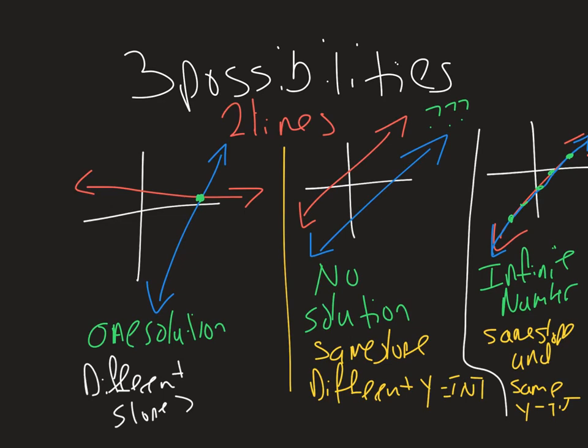So if we're looking at two lines, these are our three possibilities. Either we have one solution, and that results if we have different slopes. The y-intercept is not really a factor there. Or I could have parallel lines, which would have no solution, and that happens when I have the same slope with a different y-intercept. Or they could in fact be the exact same line, and in that case, I would have an infinite number of solutions, in which case I'd have the same slope and the same y-intercept.